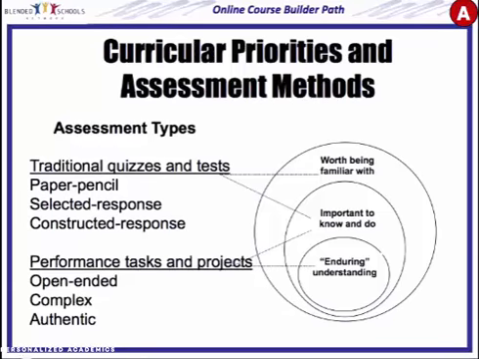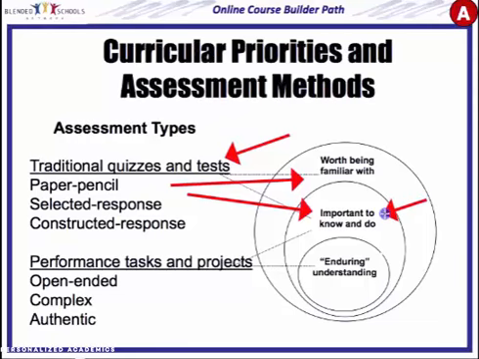Let's quickly review what we talked about in a previous lesson where we looked at assessment types. Traditional quizzes and tests are usually paper-pencil, and they are worth being familiar with and important to know and do, but this could be anywhere from days to maybe around 40 months that they remember things. But when you look at performance tasks and projects that are open-ended, complex, and authentic, these are things that are linked to enduring understandings, which could last anywhere from 40 months to 40 years.